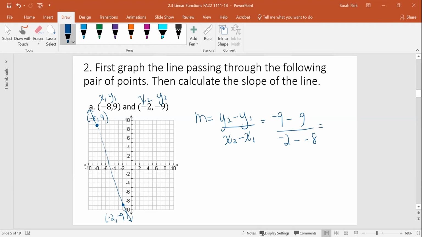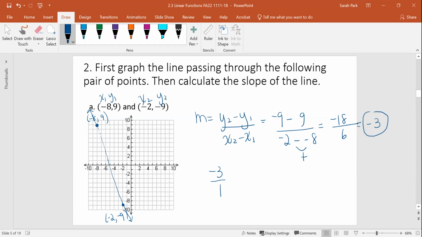Now negative 9 minus 9 is negative 18. This becomes negative 2 plus 8 because the double negatives become addition. So negative 2 plus 8 is going to give us 6. Negative 18 divided by 6 is negative 3. Now that's a slope, a negative 3 slope. What that means is any number, we can make it a rise over a run by putting a 1 underneath.